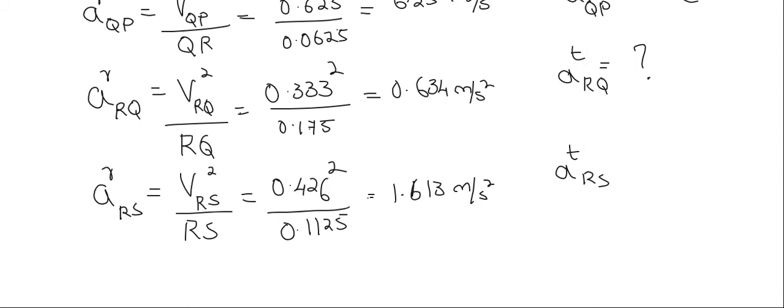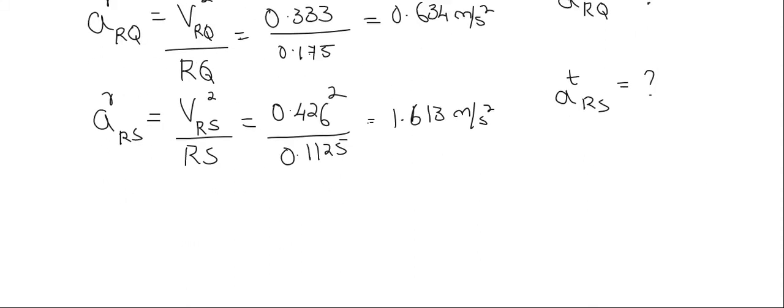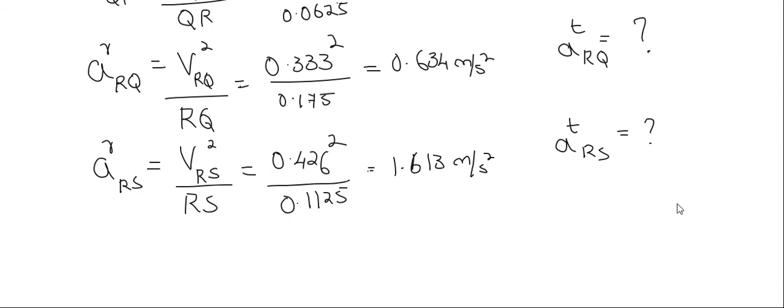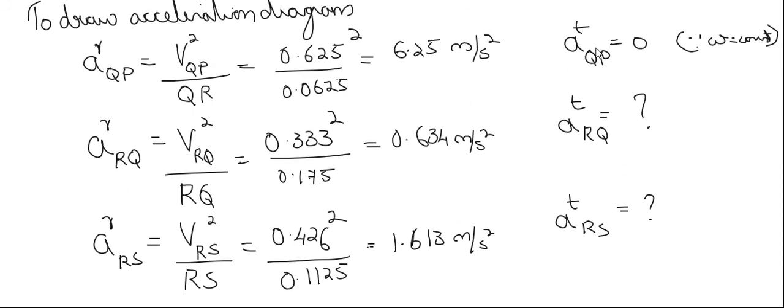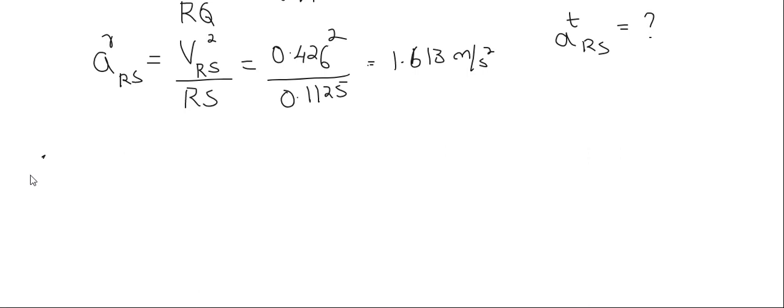So RQ, the tangential component of RS cannot be found out now because we don't know the angular acceleration. So we have three radial components, and one tangential component is 0. We need to find the other two tangential components so that we will get angular acceleration. How to get angular acceleration? We need angular acceleration of all the links.